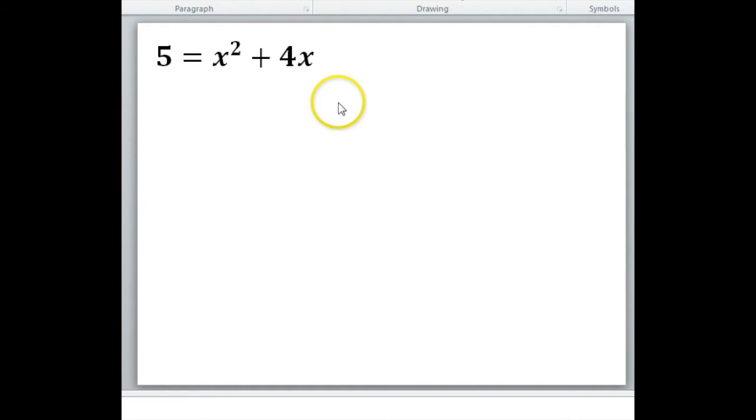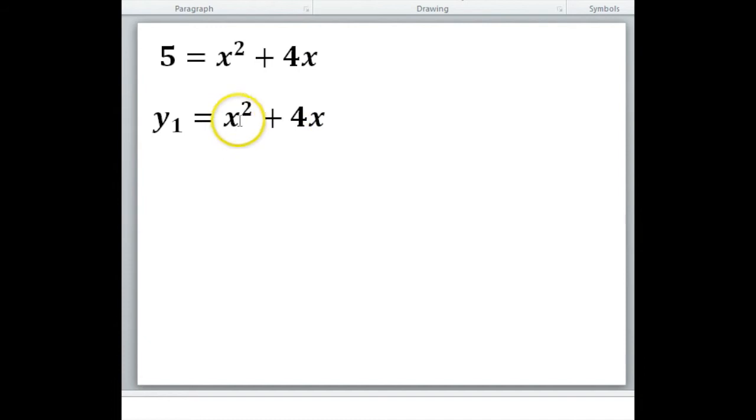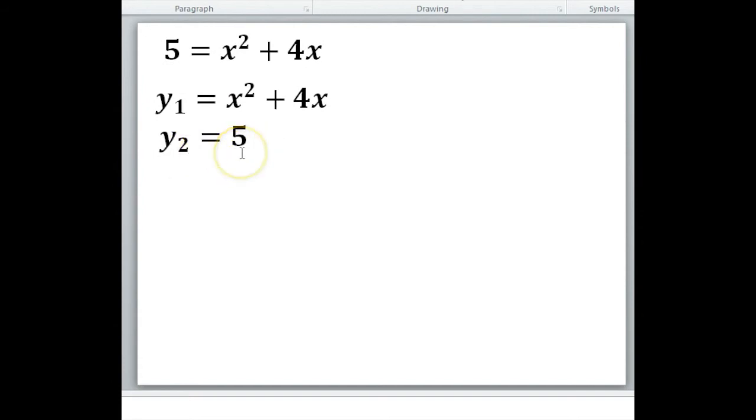The first step when we're using our calculator is we want to enter this in as two separate equations. So y1 will be what's found on this left-hand side. It really doesn't matter which one's y1 and which one's y2. So y1 right here, I'm doing this x squared plus 4x. I just leave that there. And then for y2, I'm going to have it be just plain old 5.